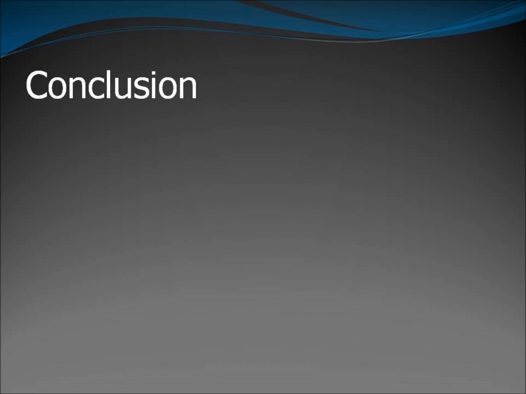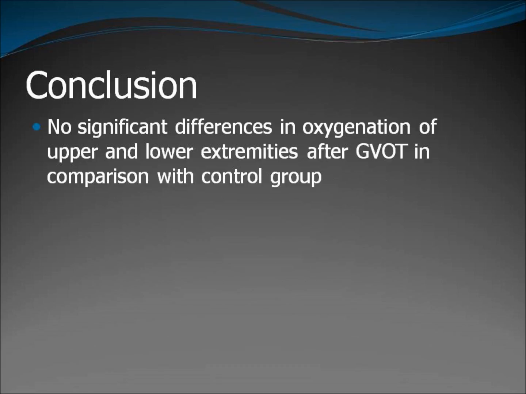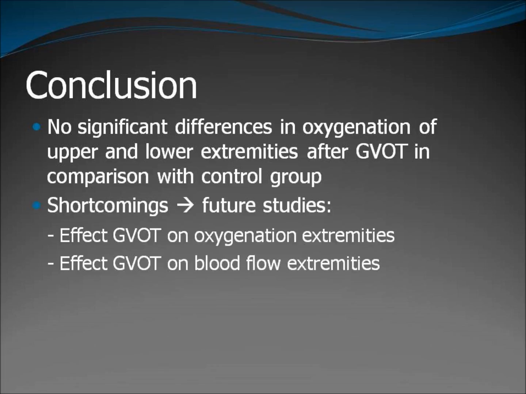The conclusion. There were no significant differences in oxygenation of the upper and lower extremities after receiving the GVOT in comparison with the control group, after each treatment and in the long term. Since there were some shortcomings, future studies could be aimed at demonstrating the effect of a GVOT on the oxygenation of the upper and lower extremities, or the effect of a GVOT on the blood flow in the upper and lower extremities, both including certain modifications to the present study.